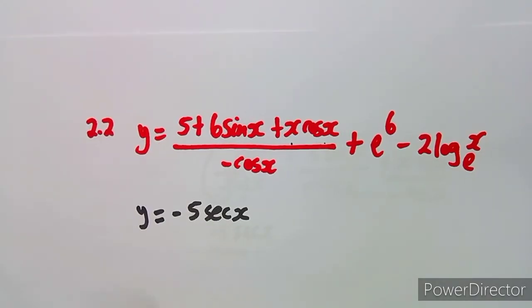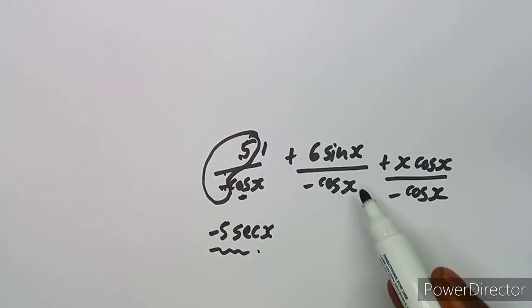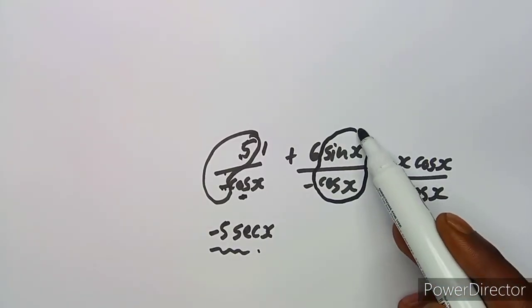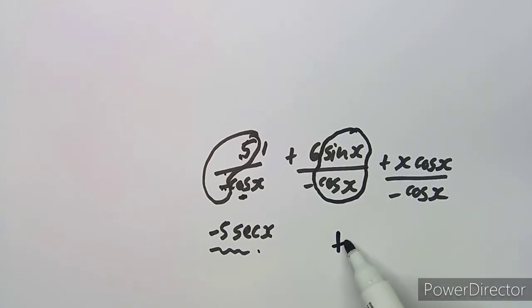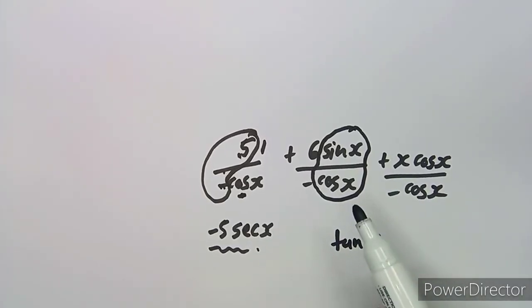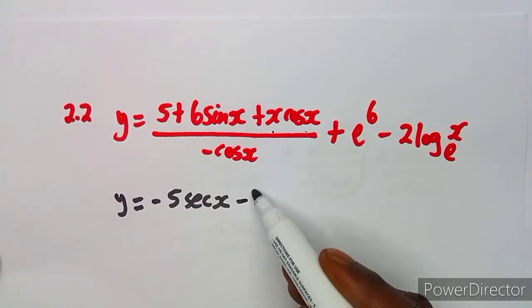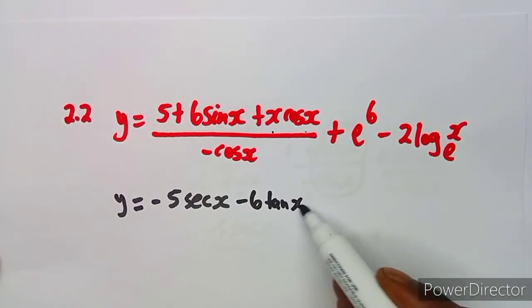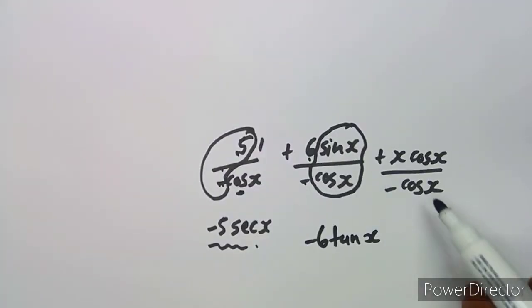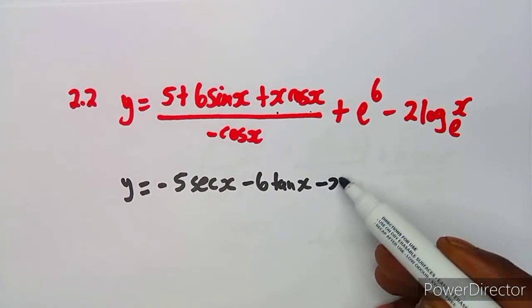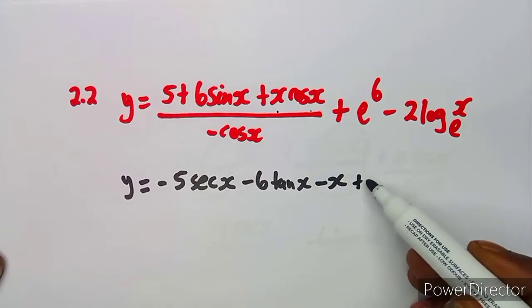All right, so we move on to another one. Here, what can we do? Remember that, guys, sine over cos gives us tan. But we are left with 6 divided by minus 1, which is minus 6. So you're going to have minus 6 tan x. Then we move on here. Cos and cos can cancel, which means you're going to be left with x divided by minus 1, which is minus x. So like I said, we are just rewriting.